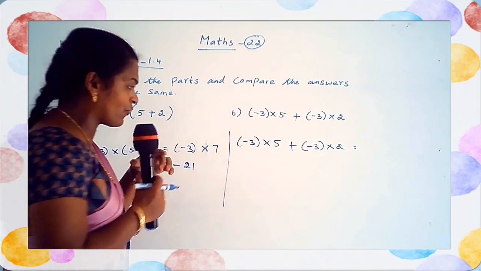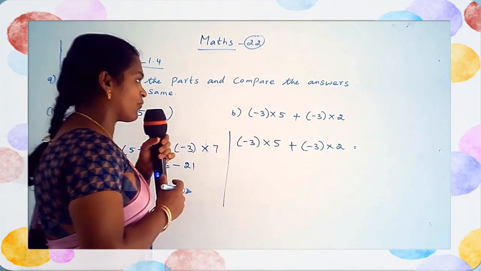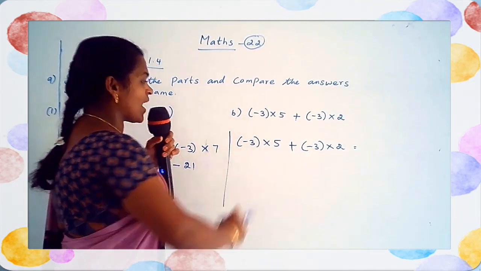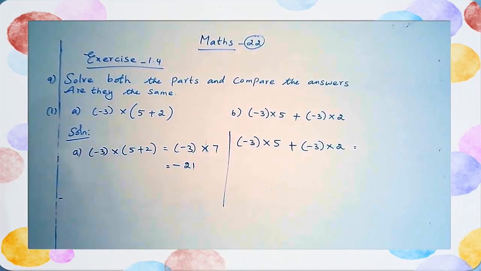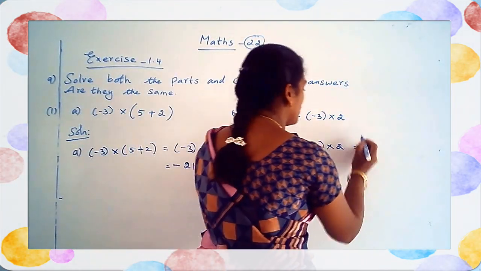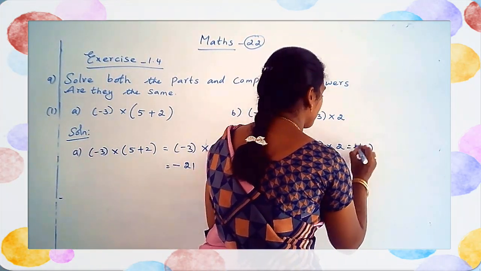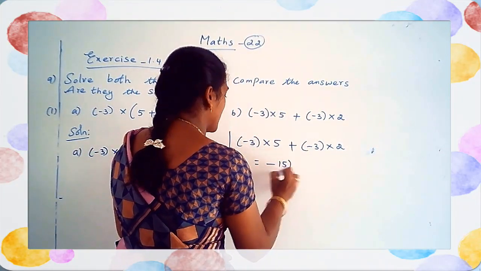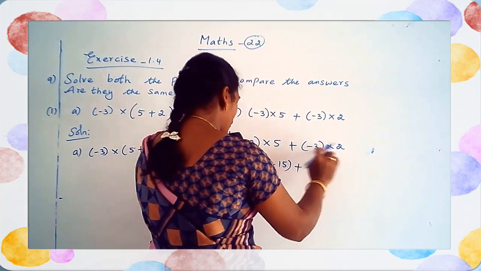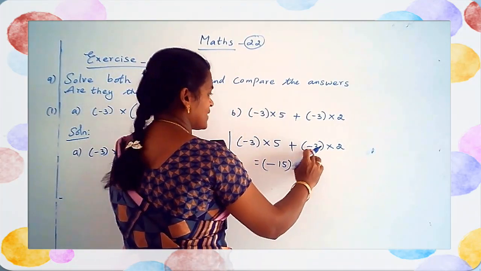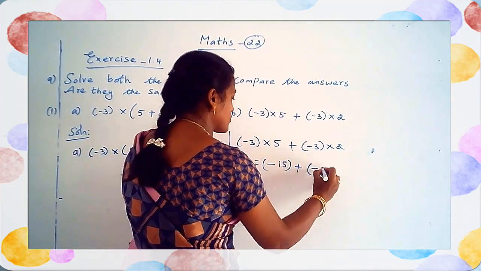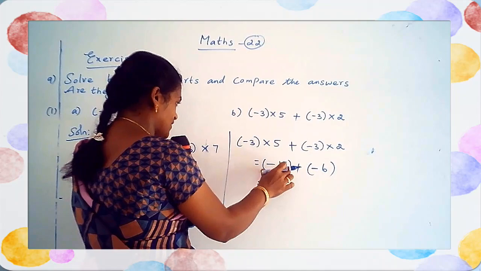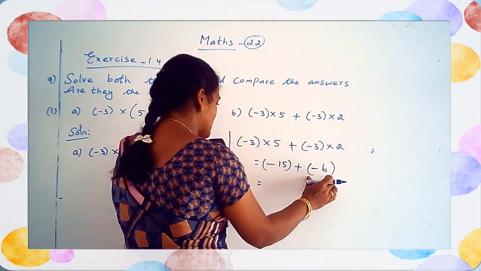So we have to find the value of minus 3 into 5. What is the value of minus 3 into 5? Minus into plus is minus, 3 fives are 15. So the value of minus 3 into 5 is equal to minus 15. You write here: minus 15 plus, what is the value of minus 3 into 2? Minus into plus is minus, 3 twos are 6. Minus 3 into 5 value is minus 15. Minus 3 into 2 value is minus 6.